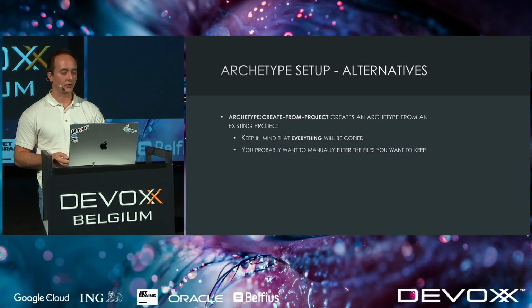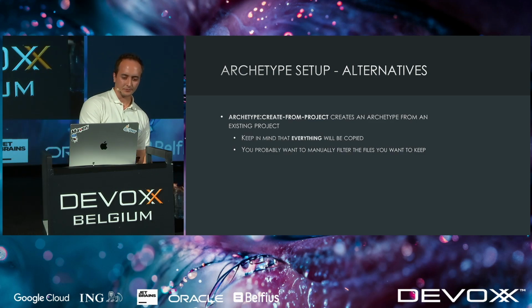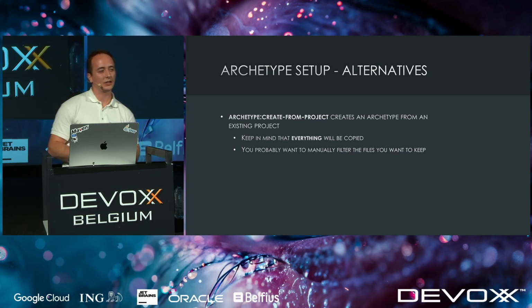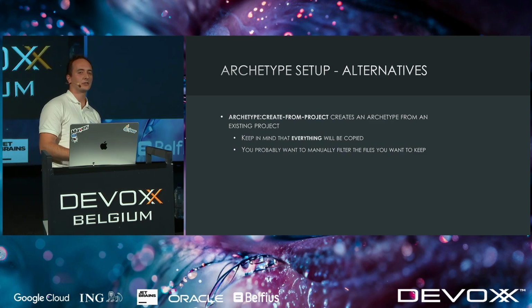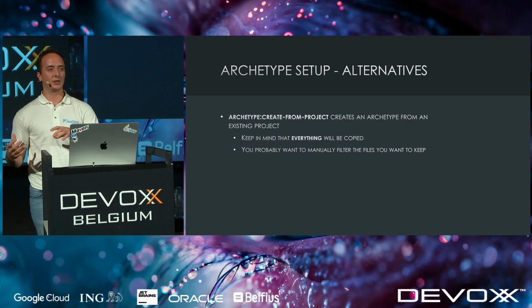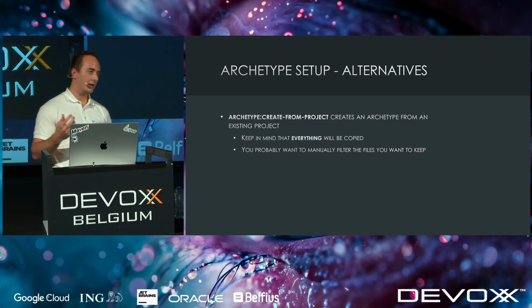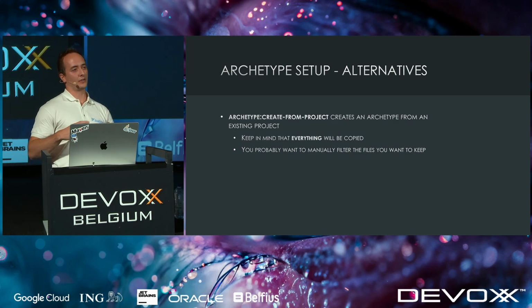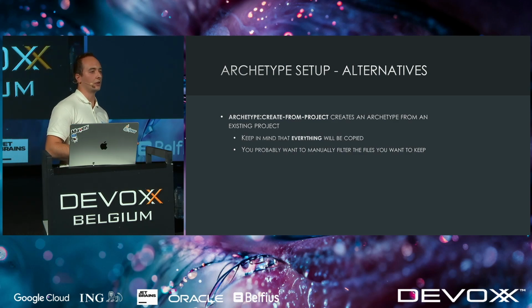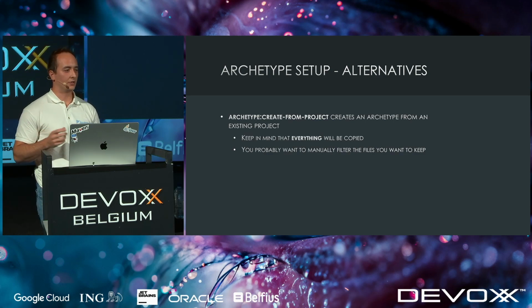There are some alternatives if you want to create archetypes. The archetype plugin has a create-from-project goal, which basically says, well, I have this existing application, create an archetype for me based on this project. And keep in mind that it will actually just copy everything. So you are probably going to have to manually filter out certain files and certain properties, because it doesn't automatically find those for you.